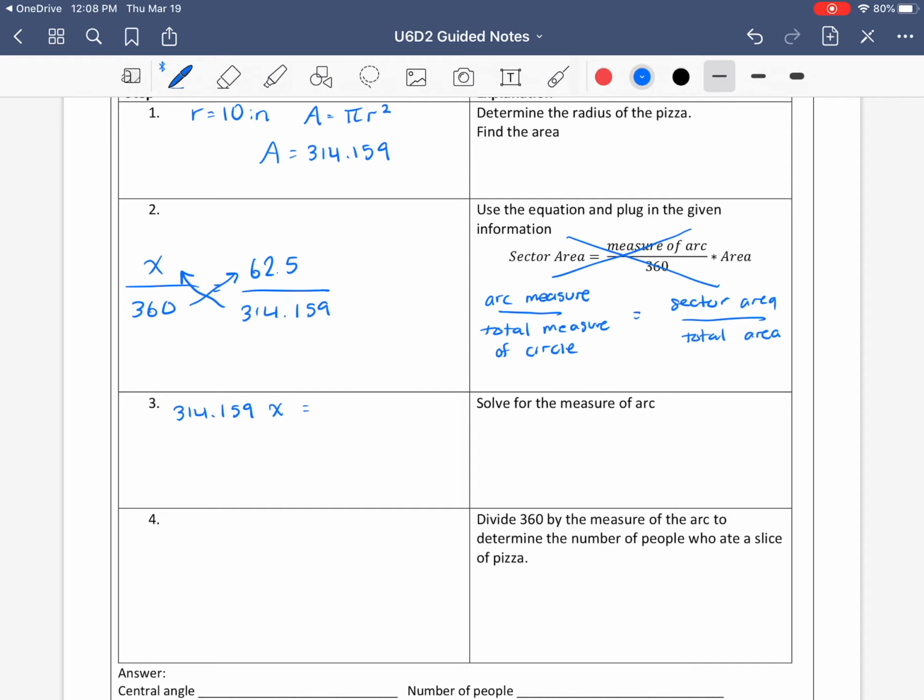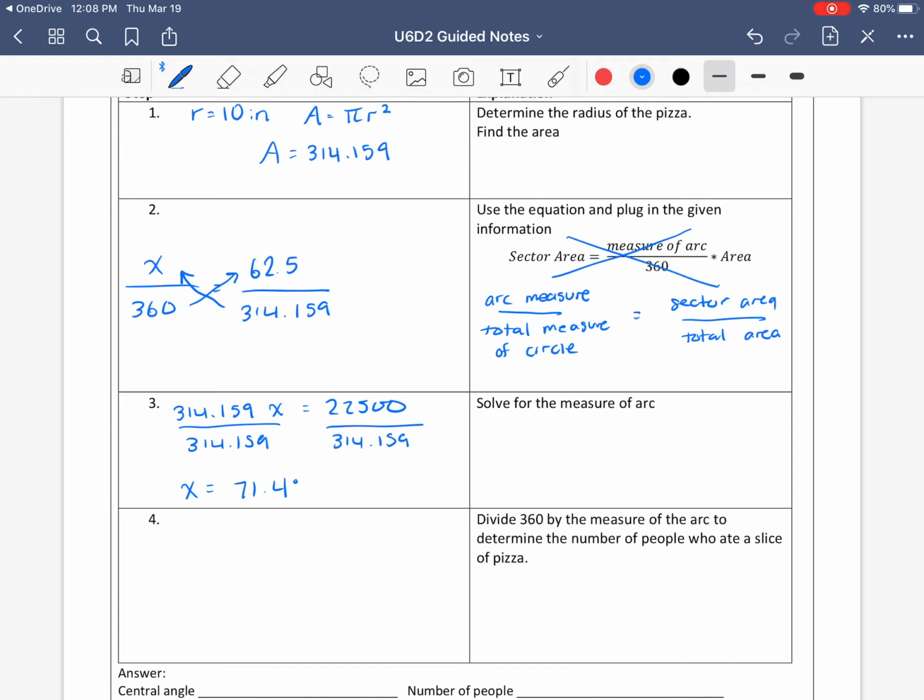And 360 times 62.5 is 22,500. And then again, we're going to divide that by 314. And we get an x that equals 71.4 degrees. All right. So that means our angle measure, our arc measure, is 71.4 degrees.